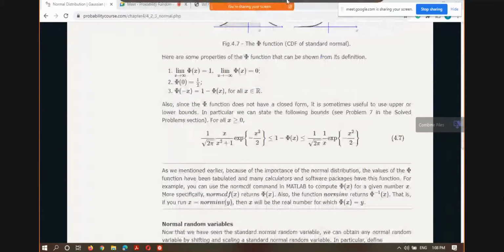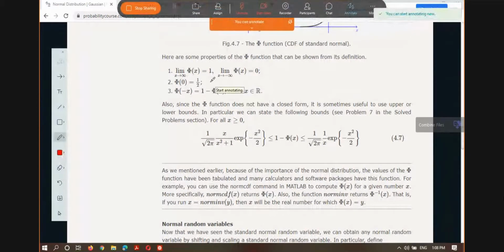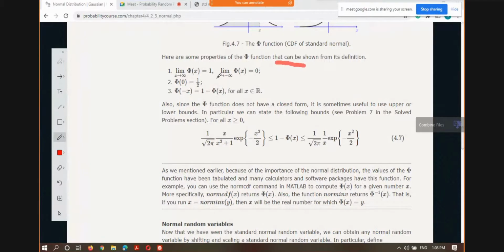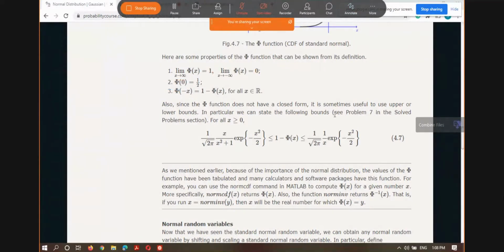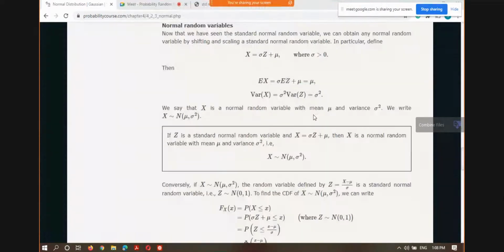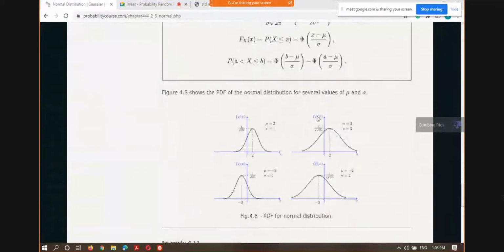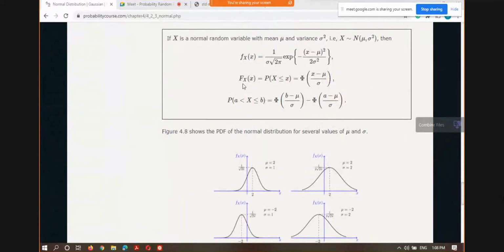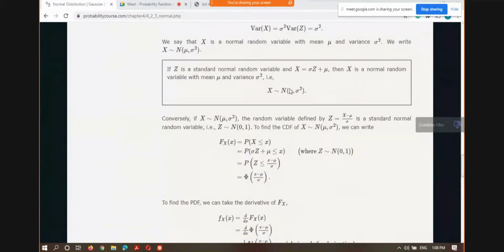And these are some properties of the standard normal distribution function: its cumulative function phi of infinity is 1, phi of minus infinity is 0, phi of 0 is 1 by 2, and phi of minus x equals 1 minus phi of x. Then we have solved one example also, and these are some results we also proved in the last class.